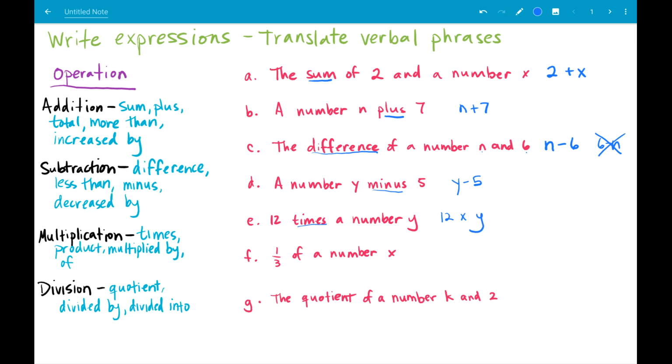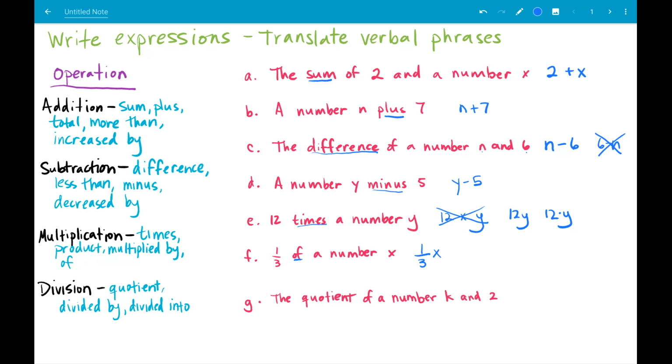Now, I think once we're talking about algebra, the x gets confusing to use as multiplication. So instead of writing an x for multiplication, we should write 12y, or even 12 with a dot y. So the x gets confusing because we don't know if that's a variable or not. Now letter F is 1/3 of a number x. This is where many people don't realize that of is meaning multiplication. So 1/3 of a number x will just be 1/3 times x, or 1/3 x.